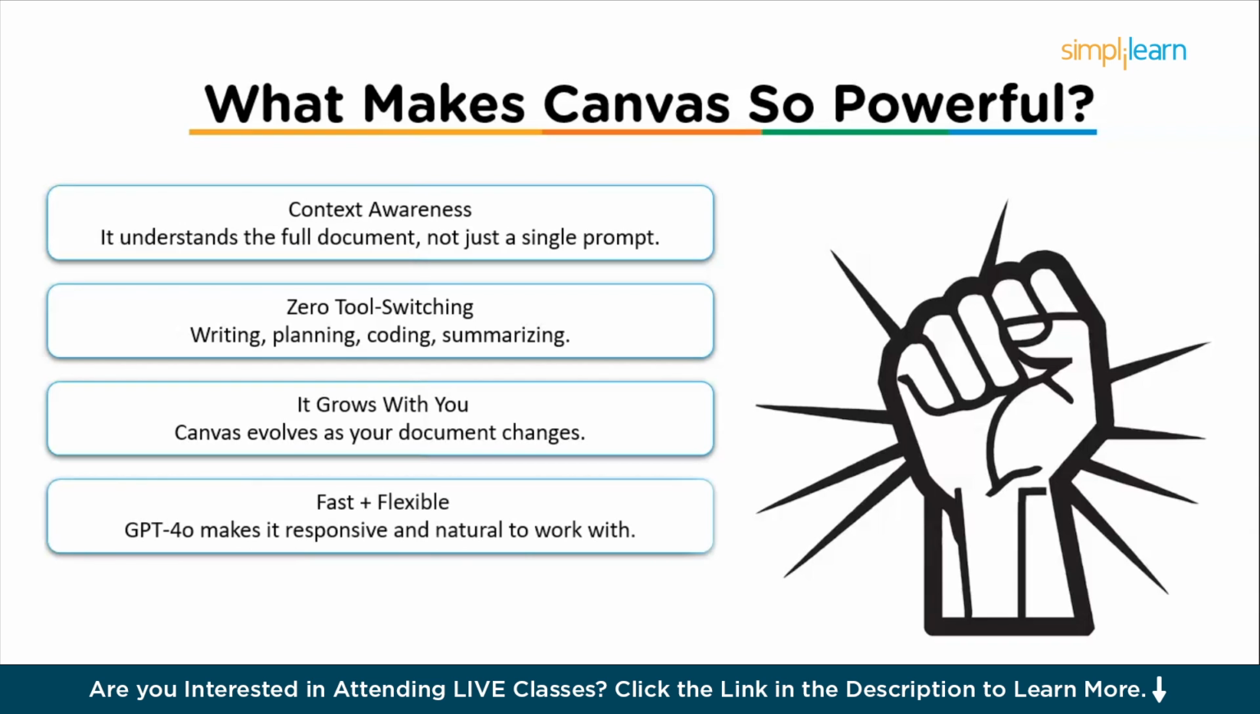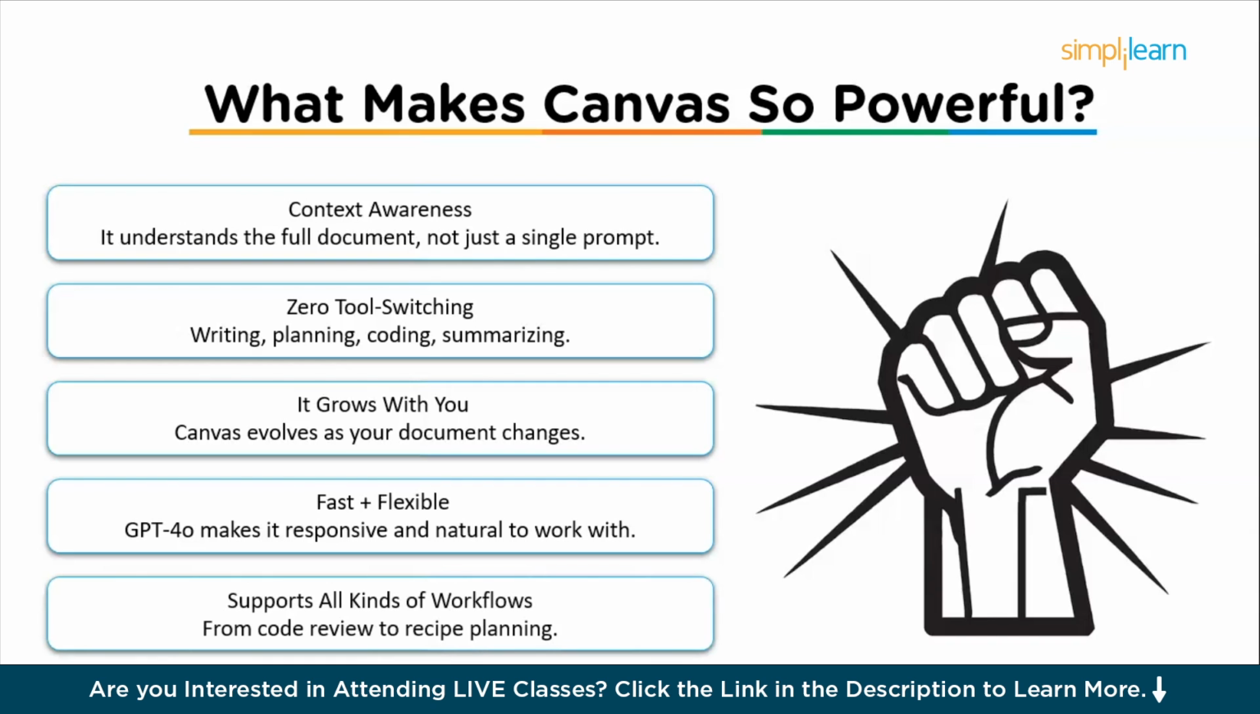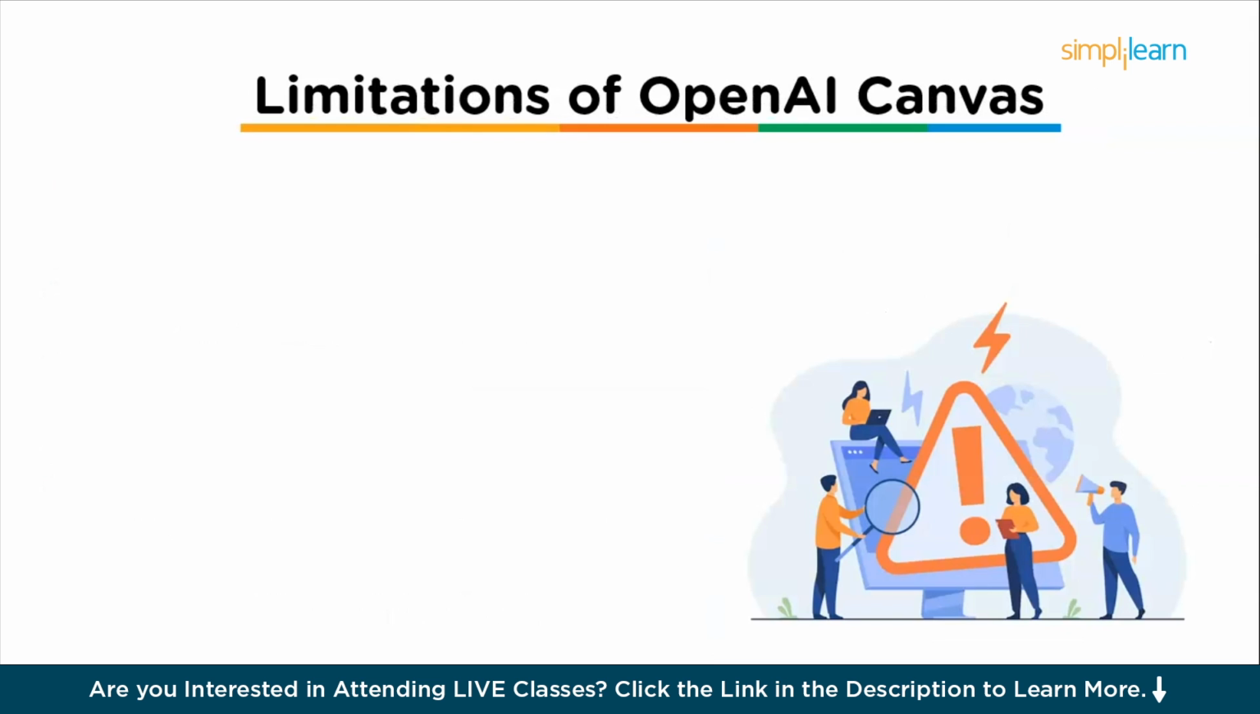Then it is fast and flexible. GPT-4o makes it responsive and natural to work with. Then it supports all kinds of workflows, from code review to recipe planning. So, are there any limitations? Of course, it's not perfect yet.